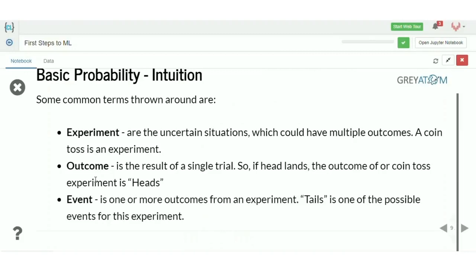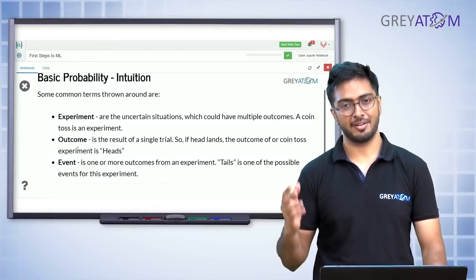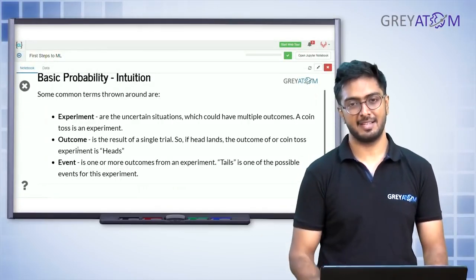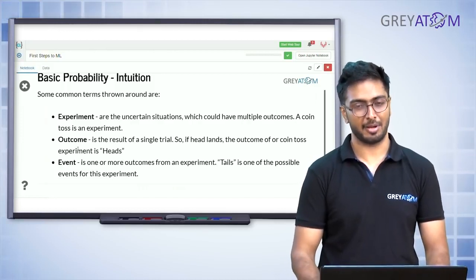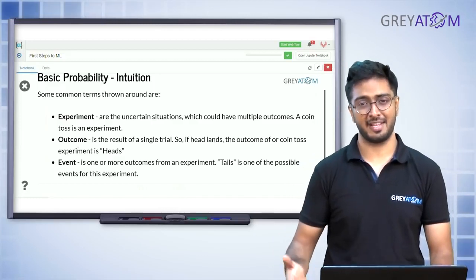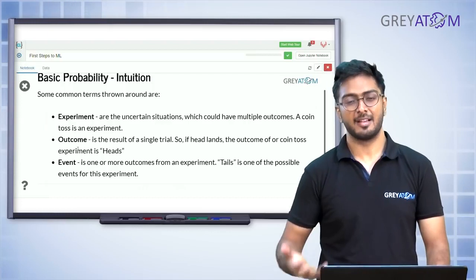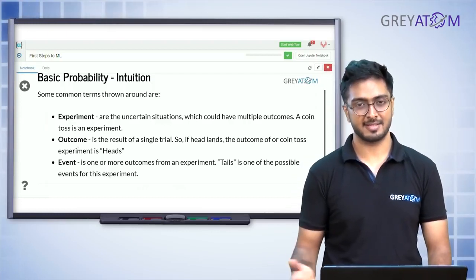Next is outcome. What is outcome? Outcome is basically the result of a single trial. So one experiment or one trial, whatever you call it, the result of that is your outcome, right? In the first experiment you would have a head or a tail. Now if you have head, that is your outcome. In the next experiment you again toss it and it's again a head, and that's your outcome, right? So that's the second outcome.